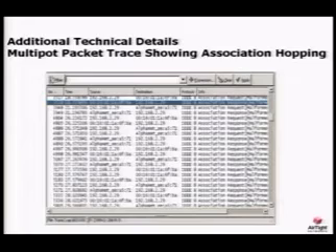Basically what we are showing here is an Ethereal or a Wireshark trace with the appropriate filters applied to show only the association response packets, and we can clearly see that the client is continually associating with the APs in the multipod one after another.